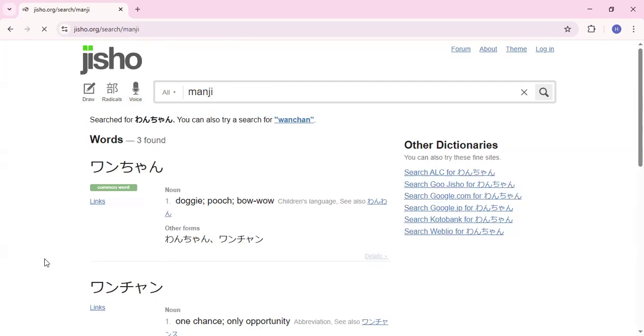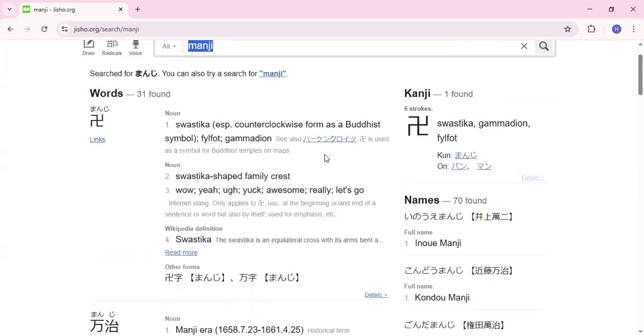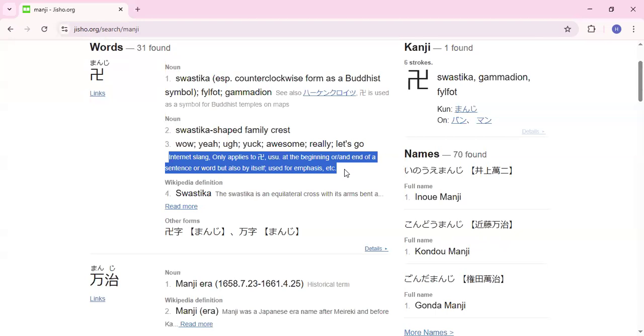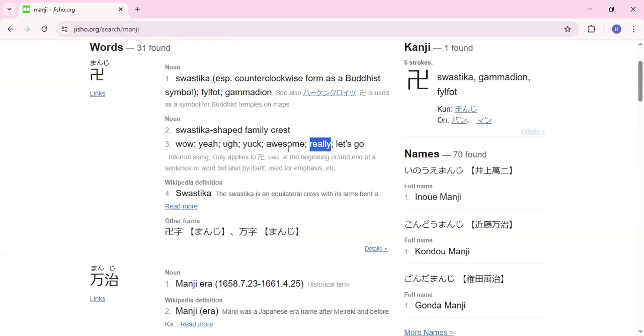Manji, for example, right? Which is the swastika, yeah. Not the Nazi one though. It's the Buddhist one in temples, right? So here it's used as a symbol for Buddhist temples on maps. The explanation is good, and here it's like, wow, yeah. It's internet slang, right? Manji something, like really something.